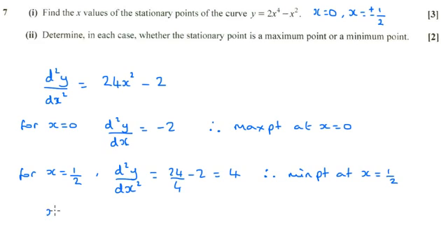And for negative 1/2, d2y by dx squared is going to be 4 again, because when we square a negative number, we're going to still get a positive answer. So it's going to be the exact same working as we've got up there. So minus 1/2 squared is positive 1/4, so we've got 24 over 4 take away 2 again, which is 4, and therefore that's a minimum point as well.